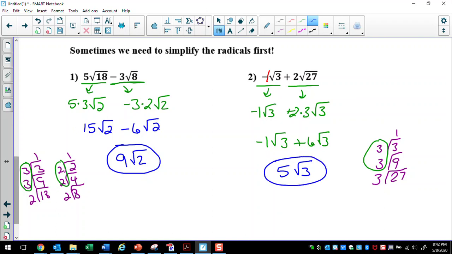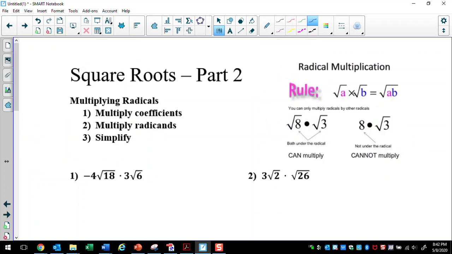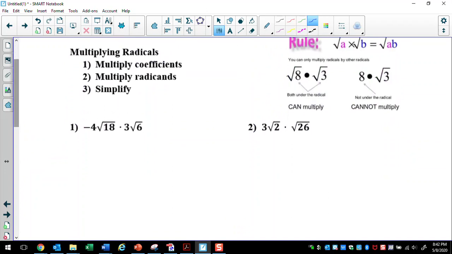Not so bad. Alright, now let's see what happens when we want to multiply radicals. I actually like this one a little bit better. So in this case, we will multiply our coefficients together. We're going to multiply the radicands together, and then we're going to simplify. So it's going to kind of look like this.